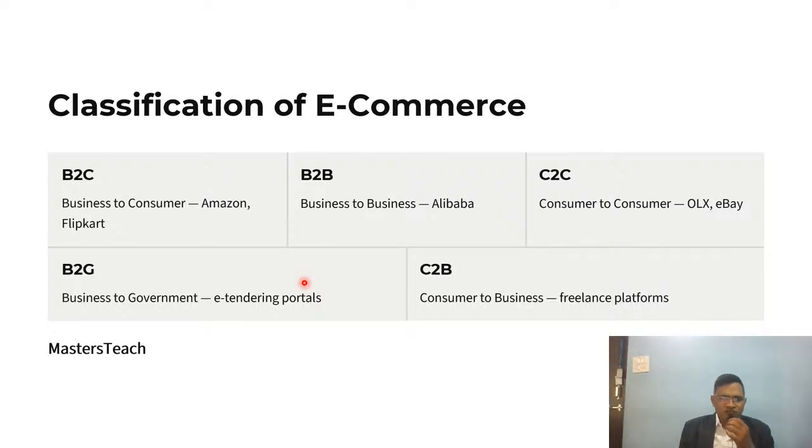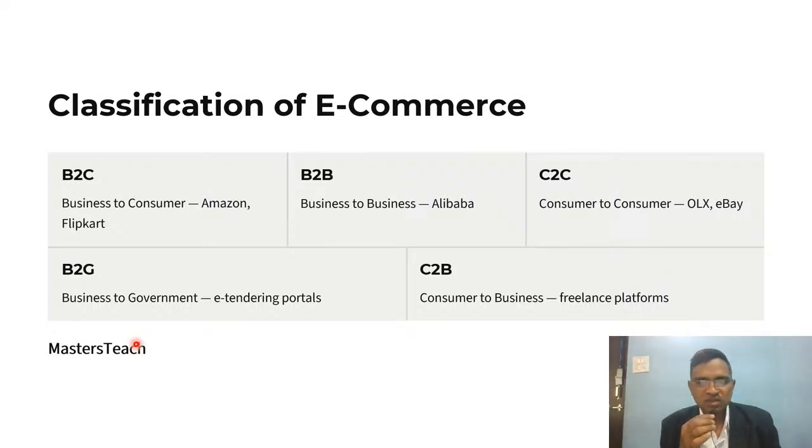Then the classification of e-commerce. One is business to consumer, B2C, like Amazon, Flipkart, etc. Business to business, B2B, is between two businesses, where commerce can happen through exchange of information. Then C2C, consumer to consumer, for example OLX and eBay, where customers sell a product and other customers buy. That is C2C. And B2G means business to government, so through a tender portal we can do it.